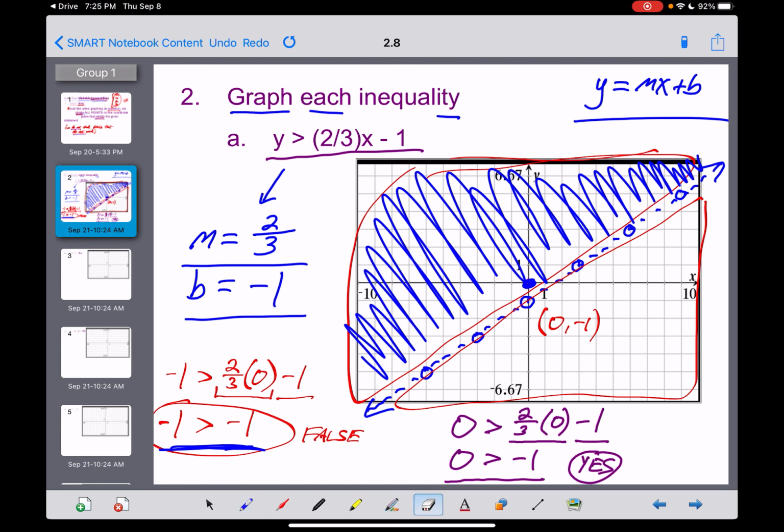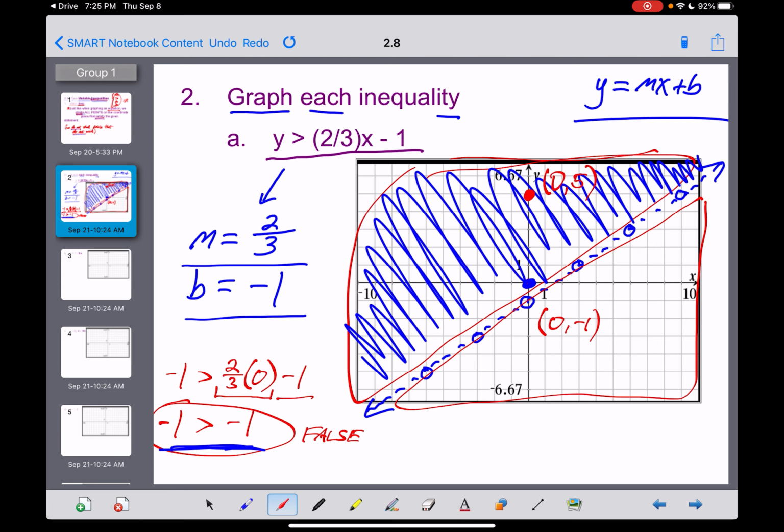I'm going to clear some space here because I'm running out of room. We saw that the origin worked, but I want to make sure of two other things here. All right, I'm going to pick another spot. I'm going to pick, let's see, this point right over here, guys. And that looks like the ordered pair 0 and then 5, I believe.